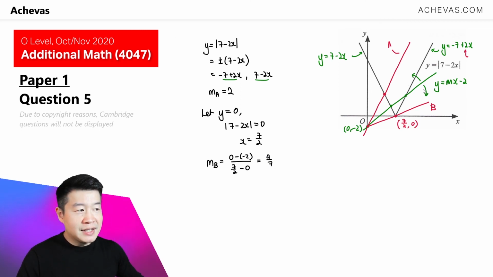And like what we have discussed, this green colored line will have a gradient, but this gradient must be between the gradient of this and the gradient of this. So the gradient, this m here, must be between these two. This is a smaller gradient. It is 4 over 7. And this is the bigger gradient. This is 2. And this is what the question wants us to show.